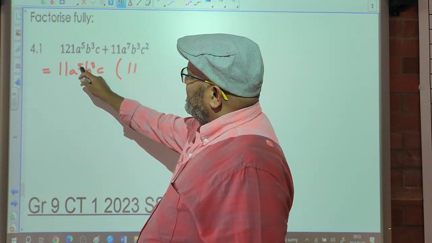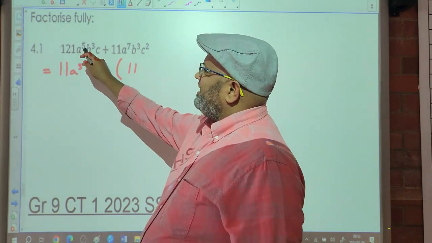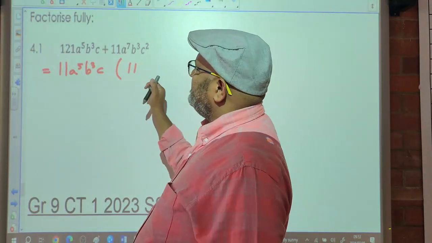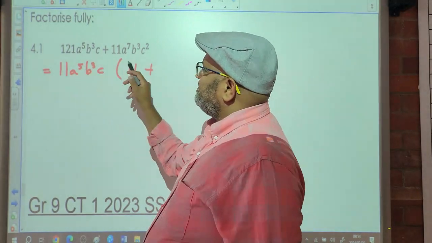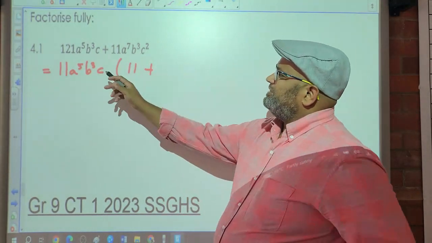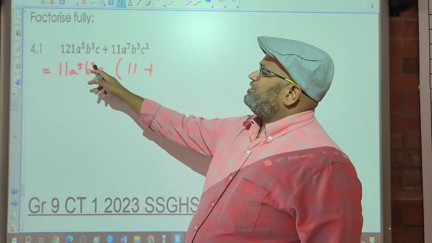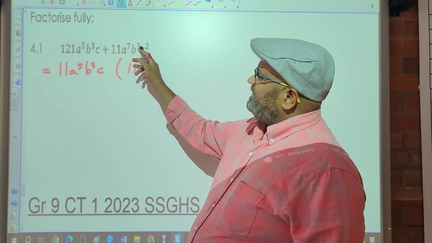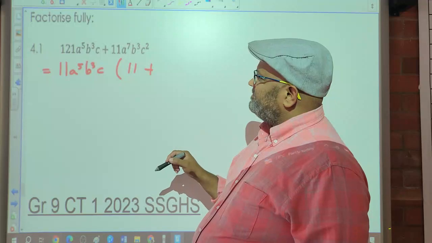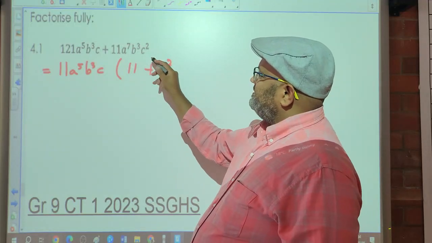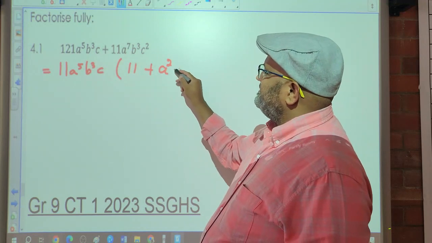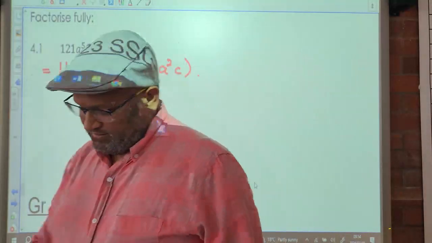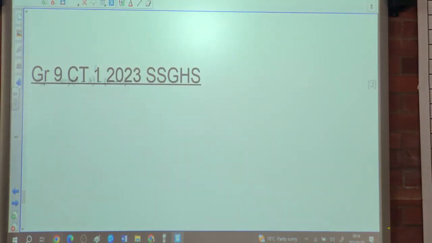11. a to the 5, b cubed, c multiplied by what is going to give you a to the 5, b cubed, c? Nothing. So it's just by 1. And 1 times 11 of course is 11, plus 11 multiplied by what is 11? 1. a to the 5, b cubed, c must be multiplied by what to give you a to the 7, b cubed, c squared? a squared, b cubed is already there and c. Easy, no? Okay, we'll do another one.